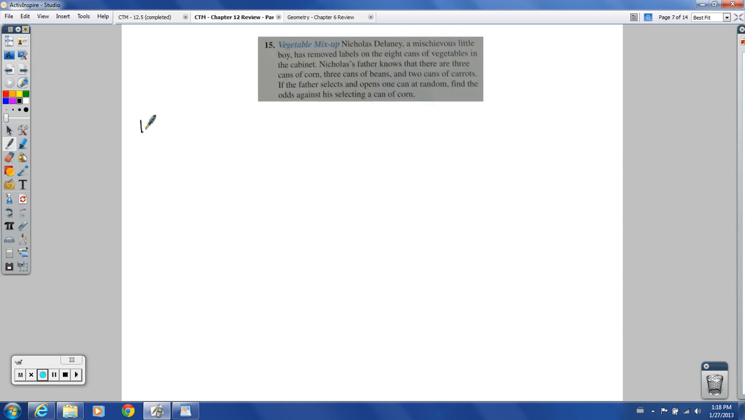15, vegetable mix-up. Nicholas Delaney, a mischievous little boy, has removed labels on the 8 cans of vegetables in the cabinet. Nicholas's father knows that there are 3 cans of corn, 3 cans of beans, and 2 cans of carrots. So let's see, that sounds pretty important to me. 3 corn, 3 beans, 2 carrots. If the father selects and opens a can, 1 can at random, find the odds against his selecting a can of corn.